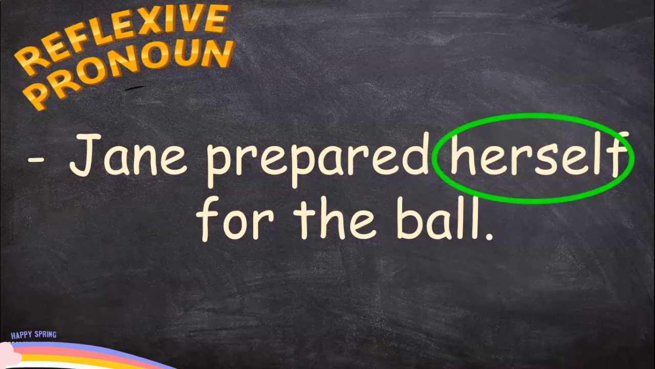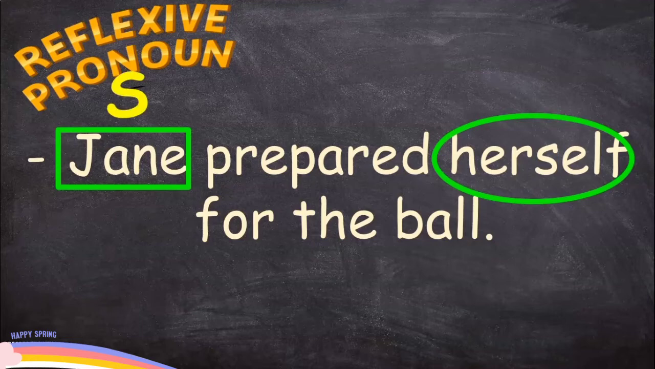Herself is a substitute for the noun Jane. In this example, Jane is the doer of the action. She is the one preparing for the ball. Jane is also the topic of your sentence. We can consider Jane as the subject. So what is her action?